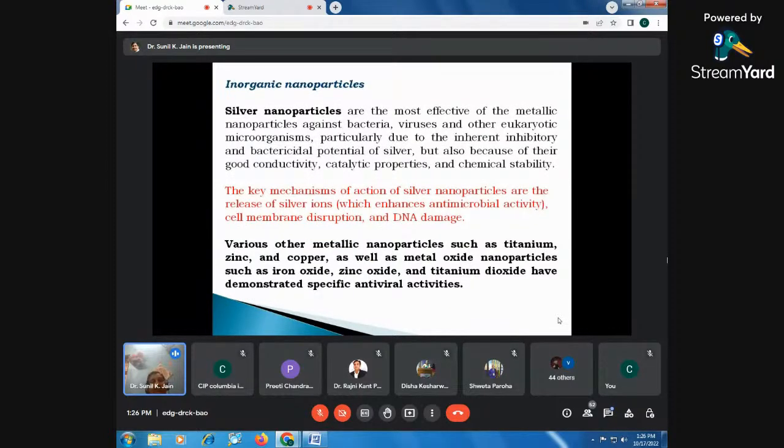Now, some inorganic nanoparticles we can also use. The most effective metallic nanoparticles against bacteria, viruses, and other eukaryotic microorganisms, particularly due to the inherent bactericidal potential of silver. As I told you earlier, different metals we can use, having dual effects. Silver gives bactericidal effects. The other mechanism is the release of silver ions, which enhances antimicrobial activity, cell membrane disruption, and DNA damage. Various others, as I told you, titanium, zinc, copper, iron oxide, and titanium dioxide, we can use, and they have demonstrated specific antiviral activities.